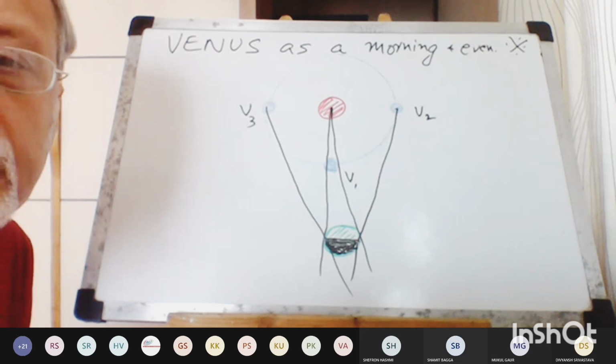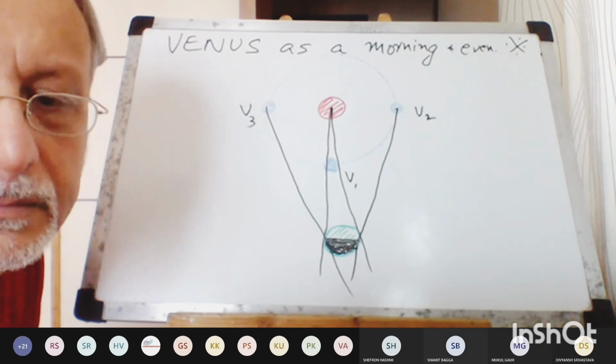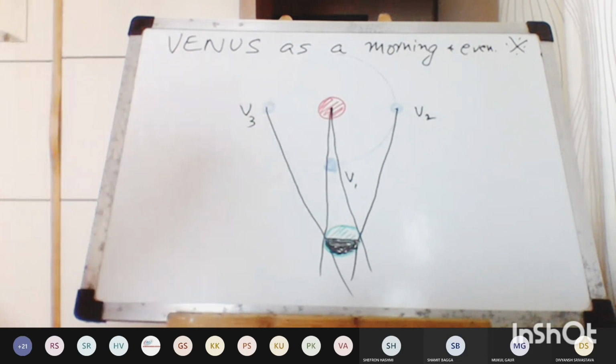Let us say after a few days, a few weeks, Venus has moved to V2. It is quite possible. Am I right? Yes or no? Since I'm saying Earth is stationary and Venus is moving around the sun, she will move to V2, correct? Yes, sir. Okay.